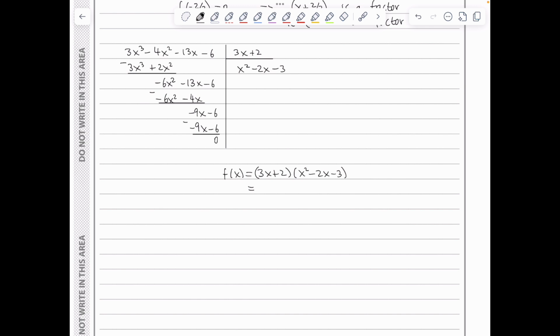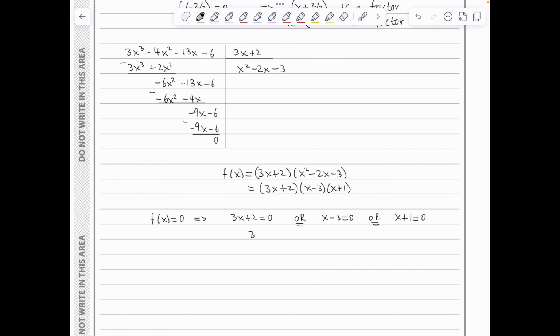And I can actually proceed into further factorizing this into 3x plus 2 times x minus 3 and x plus 1. Now we know that if f of x is equal to 0, then this means that either 3x plus 2 is 0, or x minus 3 is 0, or x plus 1 is 0. So we've got a total of 3 solutions.